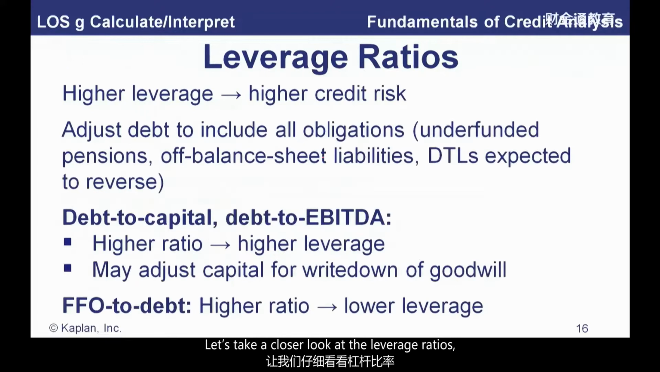Let's take a closer look at these leverage ratios. We know higher leverage is higher credit risk. So analysts, it's suggested here, should adjust debt to include all obligations. So this would be liabilities under underfunded pension plans, off-balance sheet liabilities like operating leases.